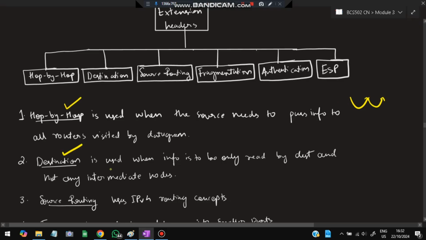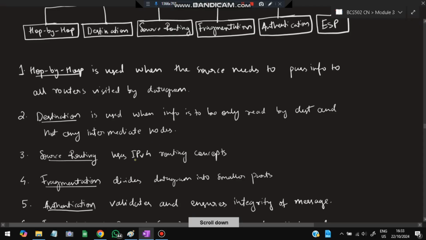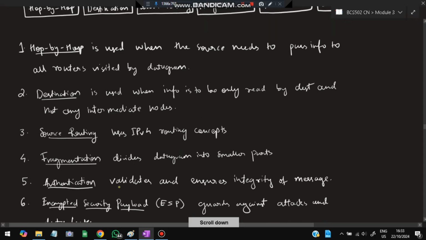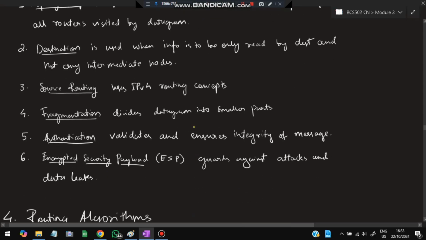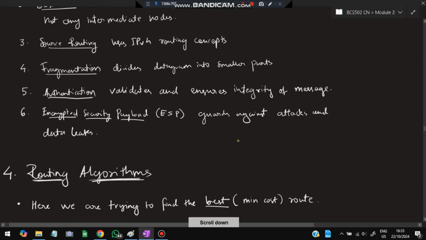Destination is used if you want to transfer the data from source to destination without any of the intermediate nodes getting to know the data. Source routing uses IPv4 routing concepts. Fragmentation divides the datagram. Authentication validates and ensures the integrity of the message, meaning it is the right message. And encrypted security payload is for security purposes.